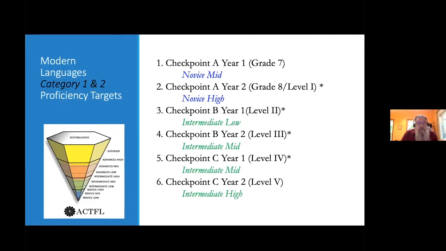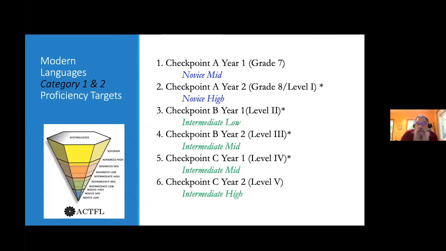Remember that a proficiency target is where you index your instruction. It's always just a step ahead of where most of your learners are when they enter the course. The understanding is that, like any subject, each course will be able to accommodate a range of proficiency levels, students at different levels, and we keep all the students making progress using differentiation strategies. So in our modern languages of category 1 and 2, our targets are as follows.